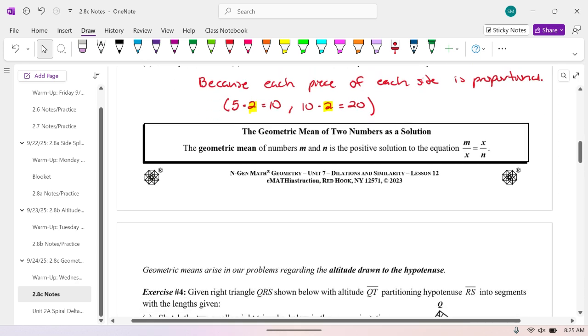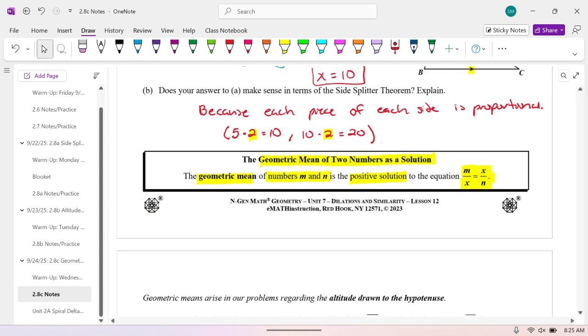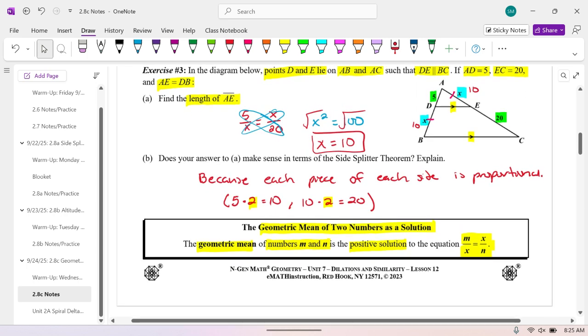So in terms of triangles, the geometric mean of two numbers as a solution. The geometric mean of numbers m and n, the positive solution is this equation. So it's m over x is equal to x over n. So it's essentially the exact same proportion that we set up in part A of exercise 3.